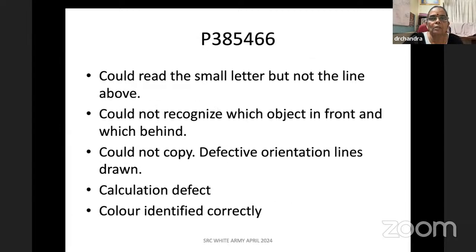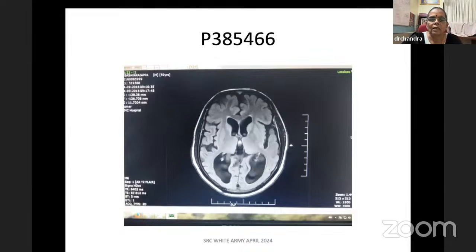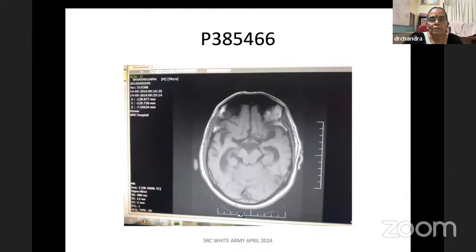He could read small letters, but not the lines above or below. That means his acuity is all right, but he had optic ataxia. He could not recognize which object was in front and which behind. He could not copy. He had defective orientation to lines. His calculation was defective. He identified colors wrongly, and he has colpocephaly with temporo-occipital atrophy. And he also has temporal horn dilatation.